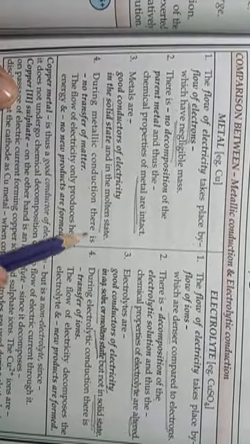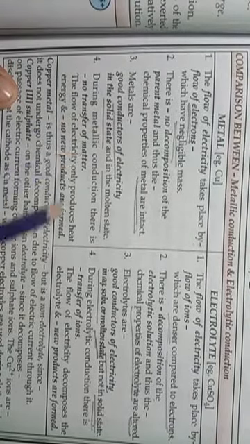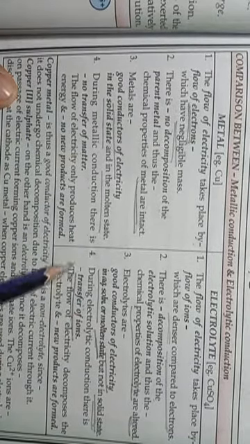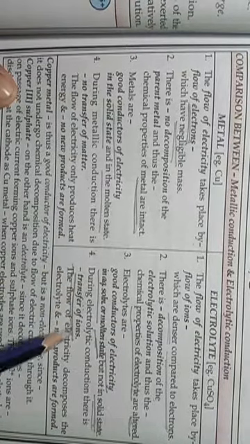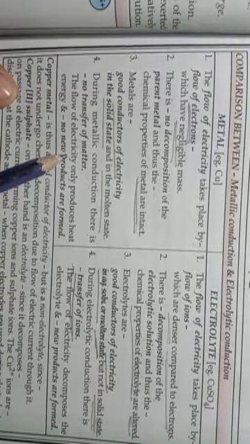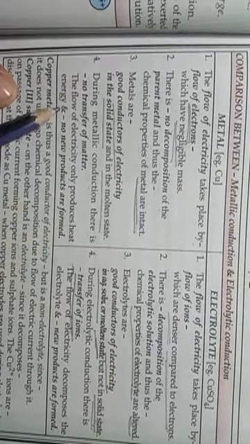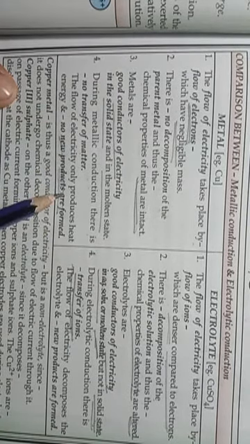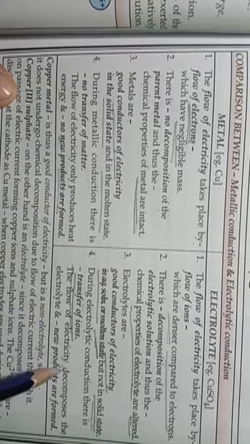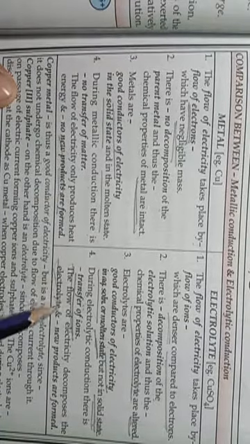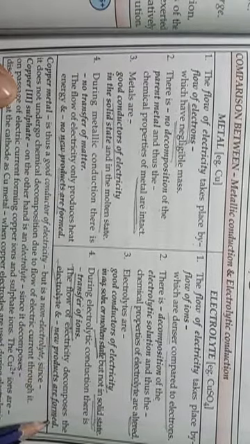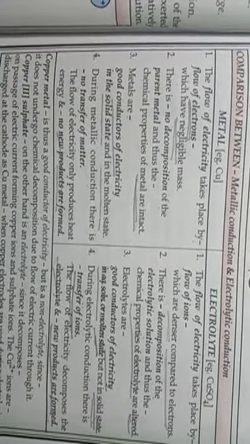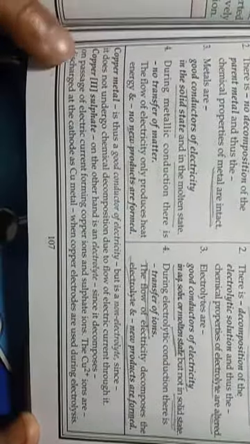During metallic conduction there is no transfer of matter, but here in electrolysis there is a transfer of ions. Ions means matter or substance. The flow of electricity only produces heat energy and no new products are formed in the case of metallic conduction. But the flow of electricity decomposes the electrolyte and new products are formed at the respective electrodes. Okay students, the example is given here.